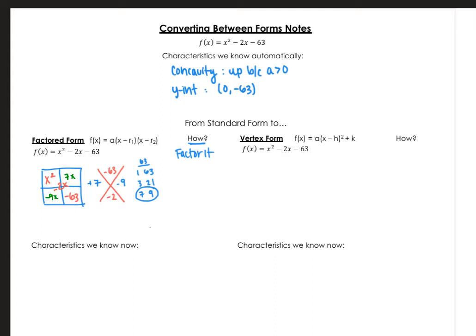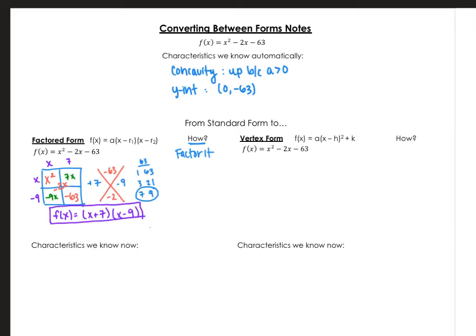And then to get the outside, we find the GCF. So looking at x squared and 7x, my GCF is x. Negative 9x and negative 63, my GCF is negative 9. X squared and negative 9x, my GCF is x. And 7x and negative 63, my GCF is 7. So factored form is going to be f of x equals x plus 7 and x minus 9. So we've now converted the standard form to factored form.